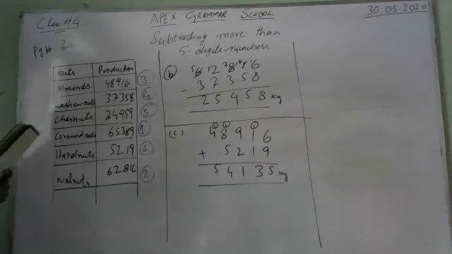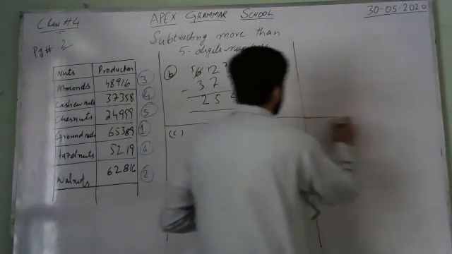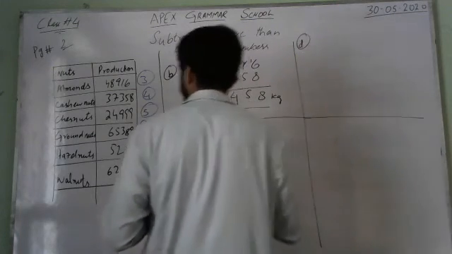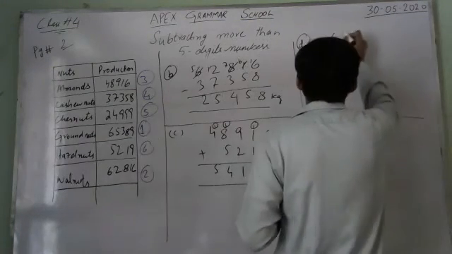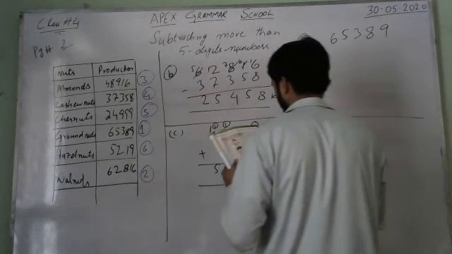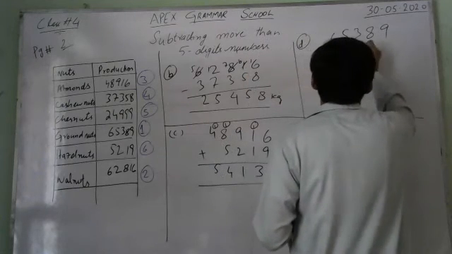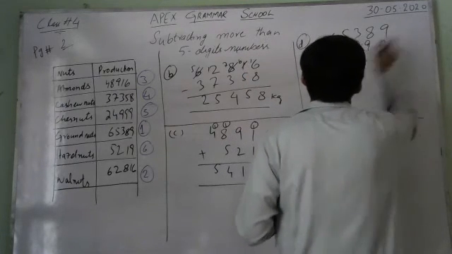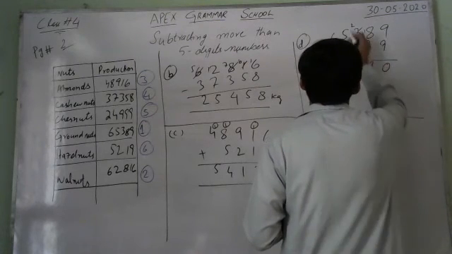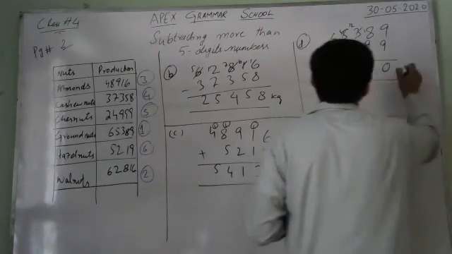D part of this question is how many more groundnuts were produced than chestnuts? The value of groundnuts is 6, 5, 3, 8, 9. And chestnuts are 2, 4, 9, 9, 9. 9 minus 9, 0. 18 minus 9, 9. 12 minus 9, 3. 4 minus 4, 0. 6 minus 2, 4 kg.